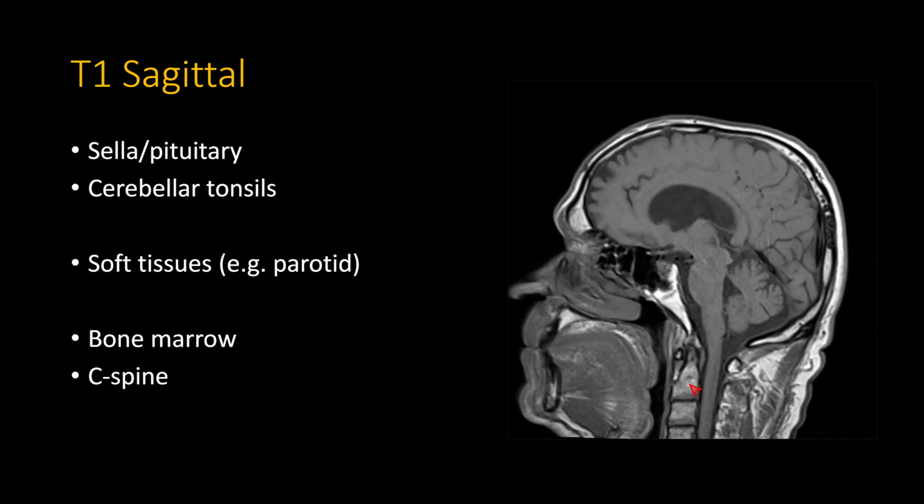Then take a final look at the cervical spine, because a bigger field of view is included on these T1 sagittals, you see a lot of cervical spine, and it's not uncommon to have little disc bulges or big herniations here. So take a quick look at those.